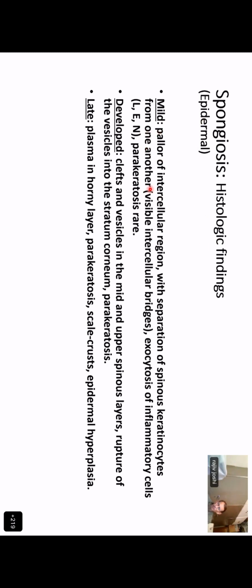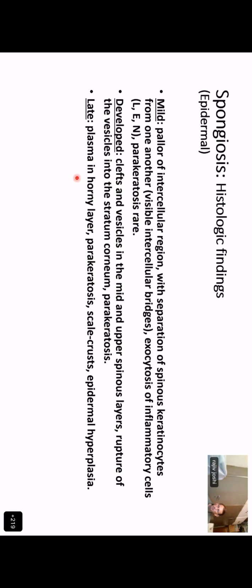So what are the histological findings? In the epidermis, in mild spongiosis, you get pallor of the intercellular region, separation of spinous keratinocytes from one another. That is, you get visible intercellular bridges. You get exocytosis of inflammatory cells, which are mainly lymphocytes, but you can also get eosinophils and neutrophils, in which case you call it eosinophilic spongiosis and neutrophilic spongiosis. And then you have a totally different set of differential diagnoses. Parakeratosis is there. It's not really rare, but it's not as common as in psoriasis. In well-developed spongiosis, you can get clefts and vesicles, which is what we have seen in this case. Vesicles might rupture into the stratum corneum and then show parakeratosis.